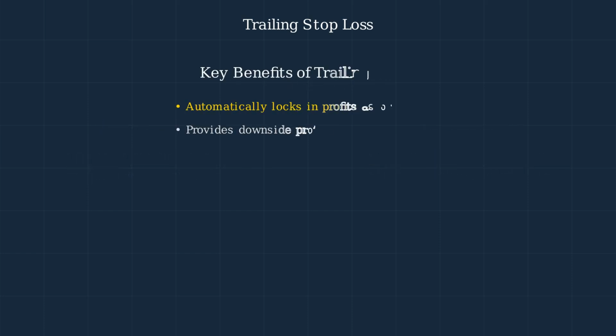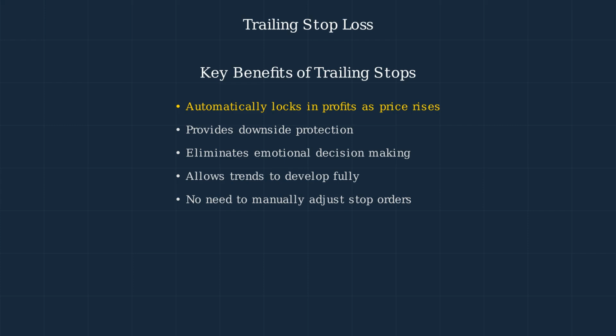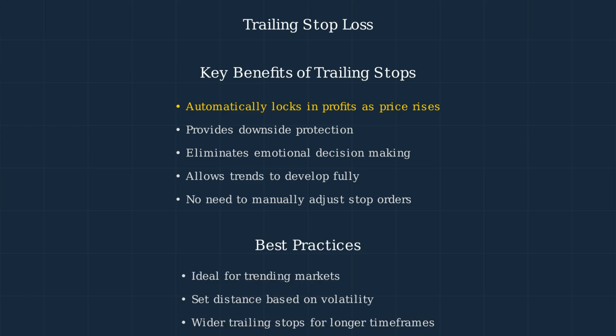Trailing stops offer several key benefits for traders. They automatically lock in profits as the price rises while still providing downside protection. They also help eliminate emotional decision-making, allow trends to develop fully, and remove the need to manually adjust your stop orders. For best results with trailing stops, use them in trending markets. Set the distance based on the asset's volatility, and use wider trailing stops for longer time frames.